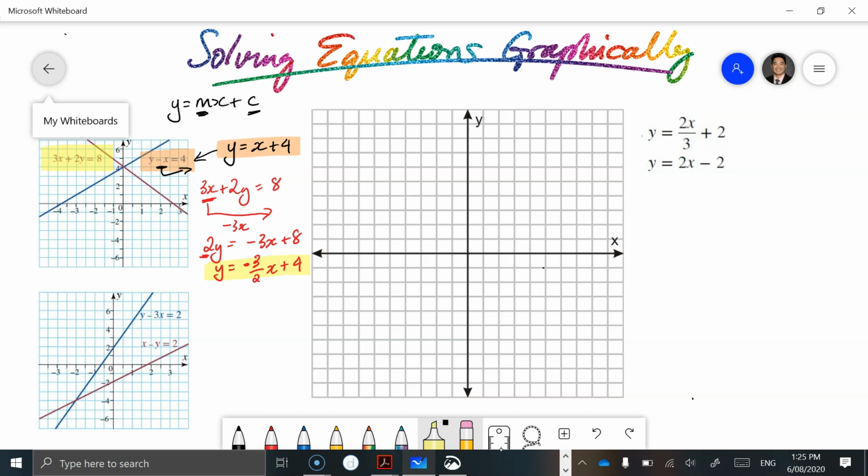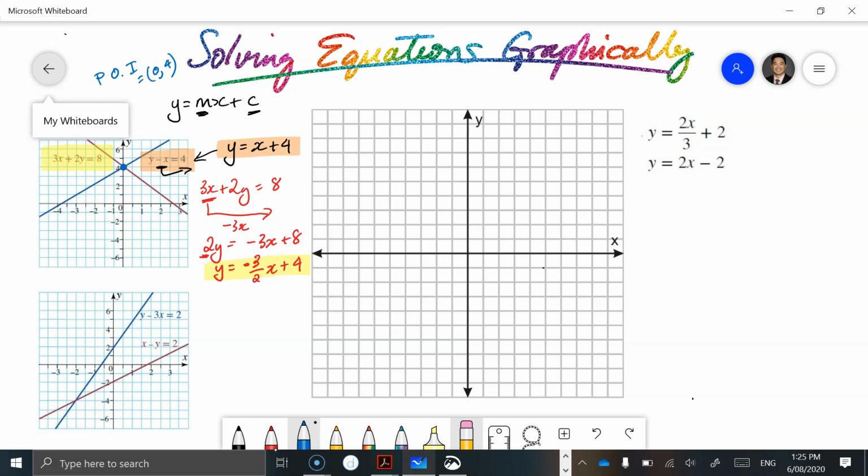Now looking at the graph, they've already sketched it for you. The whole purpose of this is to work out where the point of intersection is. The point of intersection is where the two lines meet, and the two lines meet here. So the point of intersection is 0 and 4. Where those two lines actually meet and cross over each other, where they intersect, is at coordinates (0, 4).